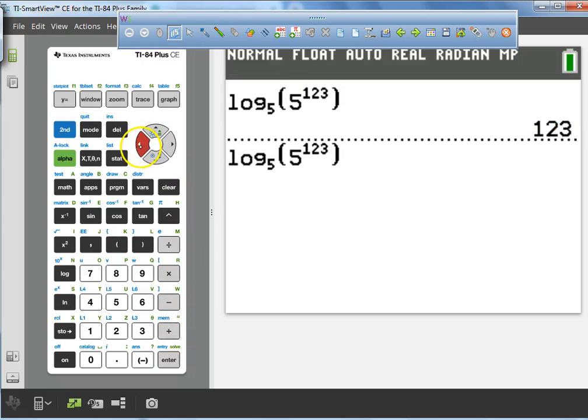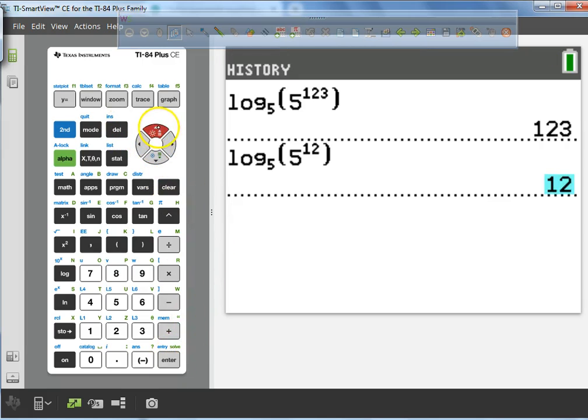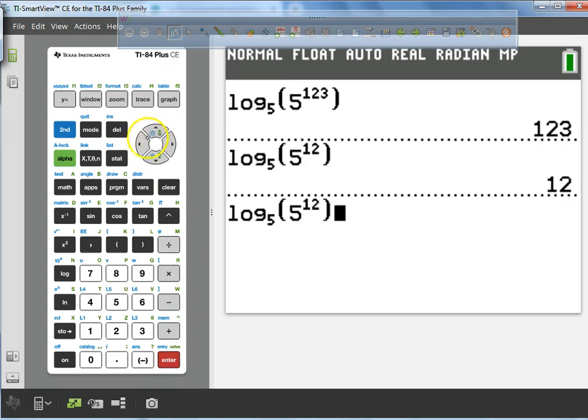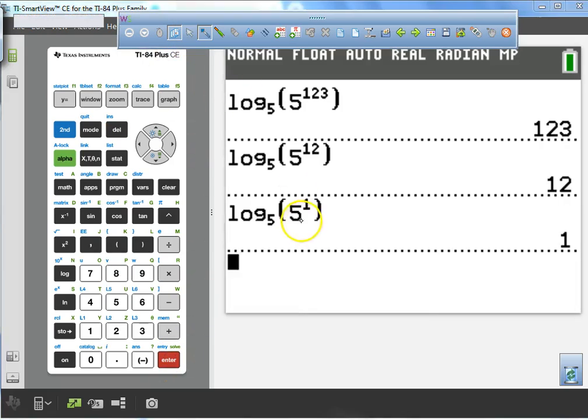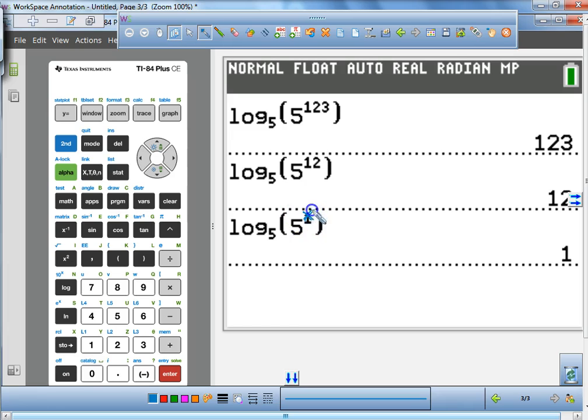Log base 5 of, let's delete this and put 12. What are you going to get? 12. Essentially, if I delete this, what are you going to get? 1. So if I change that and say that happens to be an x right there, what's this going to be? It's going to be an x. That's why we apply that particular log to both sides of the equal sign.